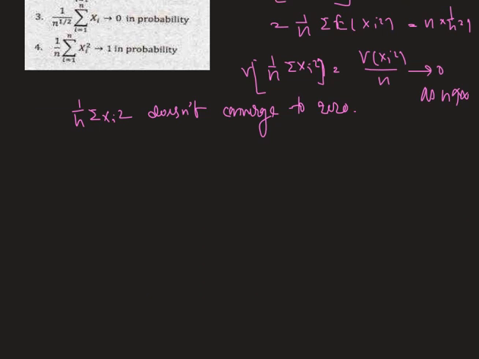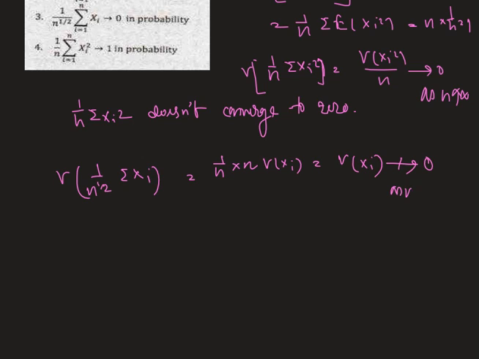Now let's evaluate the variance of 1 by n to the power half sum over Xi. So we get 1 by n into n variance of Xi, and this is nothing but variance of Xi, which doesn't tend to 0 as n tends to infinity. So it has a finite value.